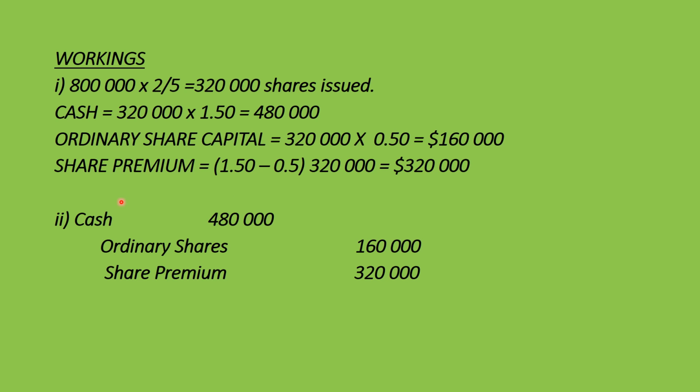We'll get $320,000. Therefore, the journal entry would be debit cash 480,000, credit ordinary shares 160,000, and share premium $320,000.